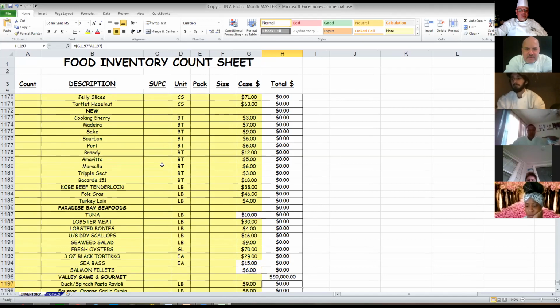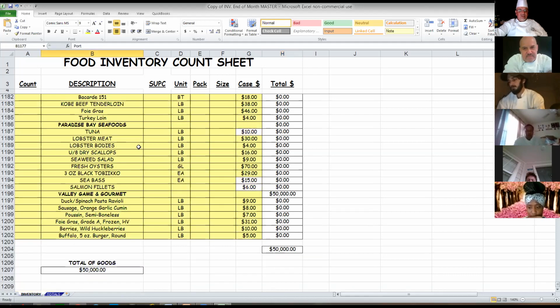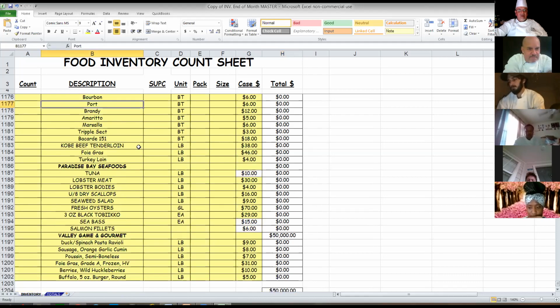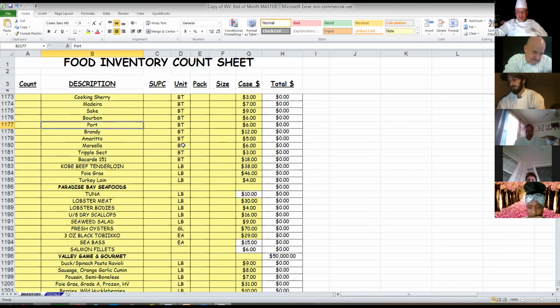Yeah. Right. See, like here we had alcohol: cooking sherry, Madeira, sake, bourbon, port, brandy, amaretto, marsala. They were transferred to the kitchen. We didn't go and count them in the liquor room. We had them in the chef's office. So the chef's office included these items, but they were already allocated to the food cost. Those you had to count. So you kept them locked up in the cage in the office, and you counted them as you went. What else? Yeah, there's only a couple of things that we used to keep in the chef's office.